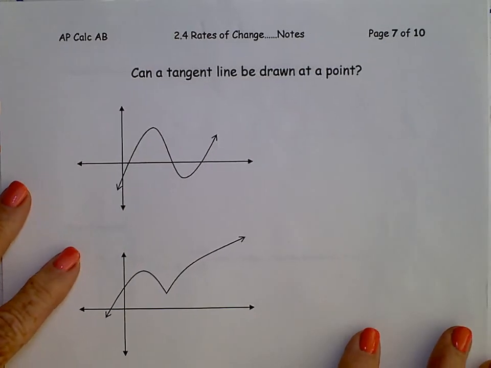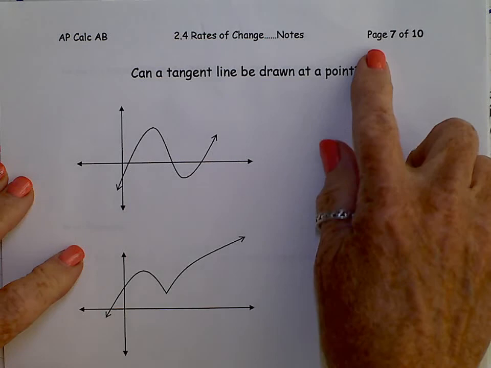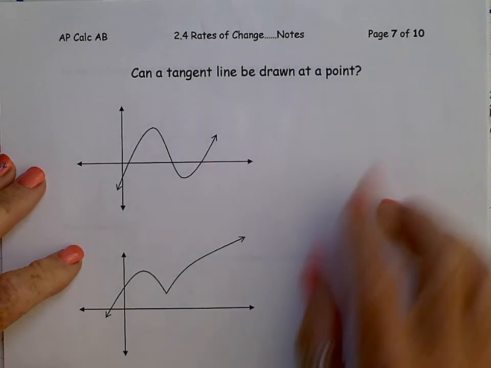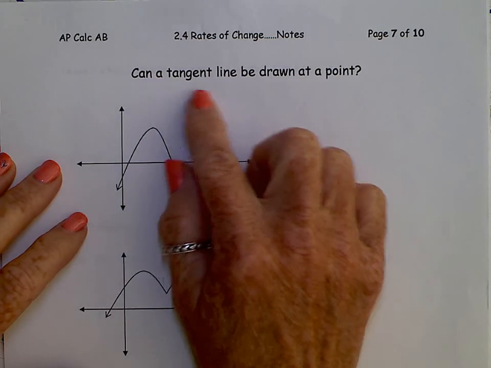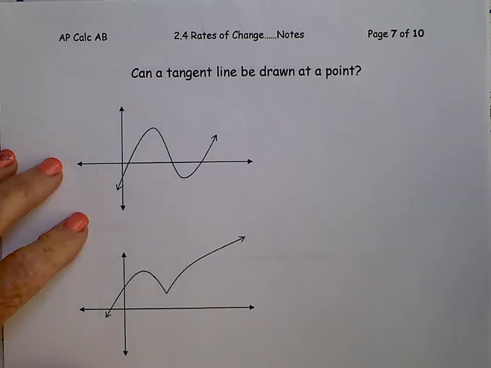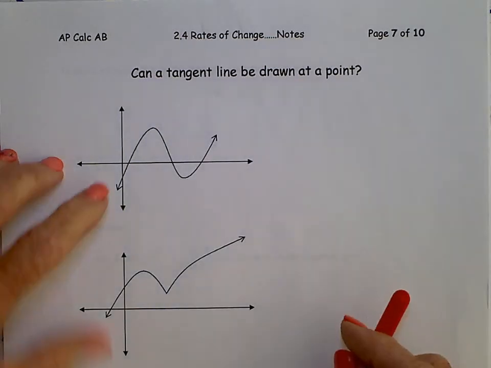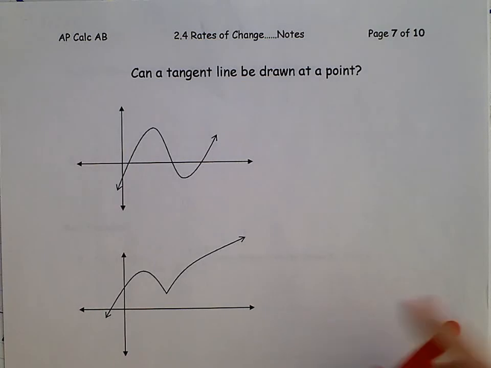Section 2.4, page 7. We've been talking about drawing tangent lines. We're going to look at now, can a tangent line actually be drawn at a point? And we have 3 different examples here of whether or not tangents can be drawn.